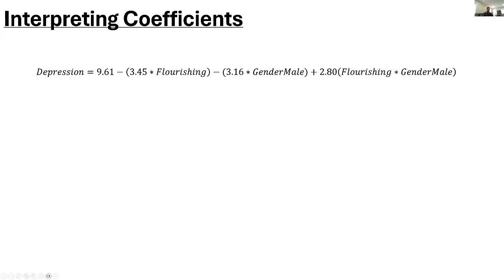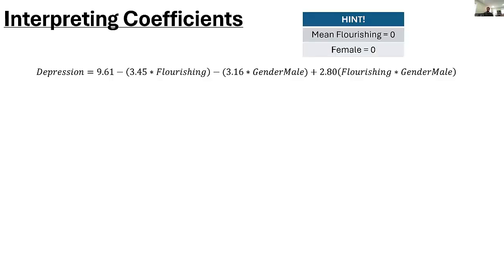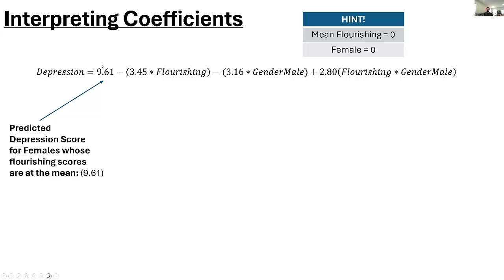So how do we interpret all these coefficients? Let's first start with the intercept. We're going to use our hint table here to help us with these interpretations. So how do we get depression to equal 9.61? Well, we have to get rid of everything else in the equation, which means we have to zero these out. All these should be multiplied by 0. How do we do that? We use the mean of flourishing and female for the gender. So 9.61 is the predicted depression score for females whose flourishing scores are at the mean.